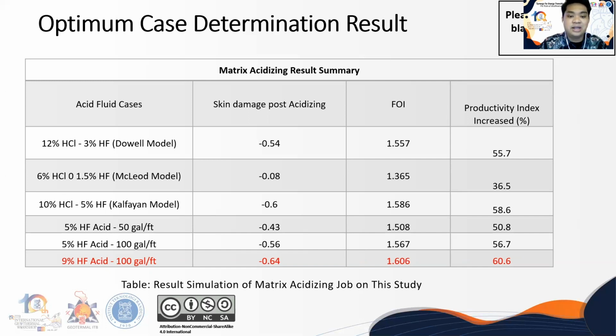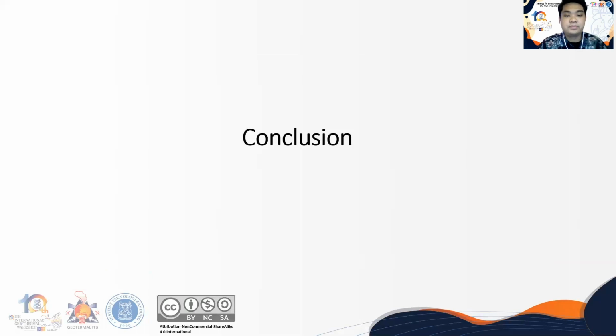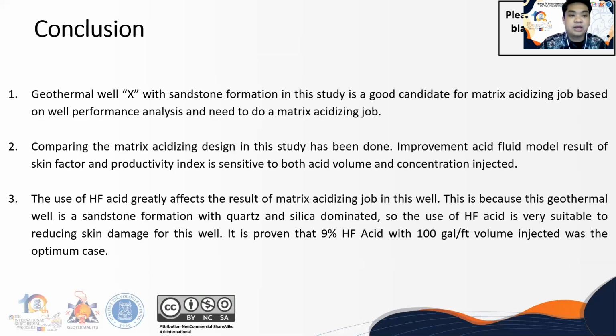In addition, it can also be concluded that the higher the injection volume, the more optimal the results will be. This can be seen from the 5% HF concentration, in which one of the volumes is reduced by half while the other is not. And this is the conclusion.